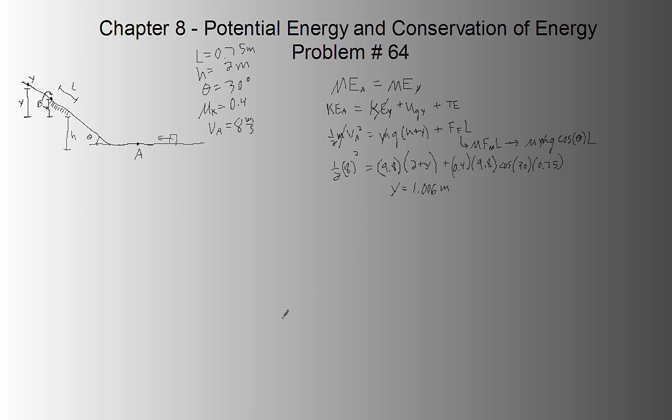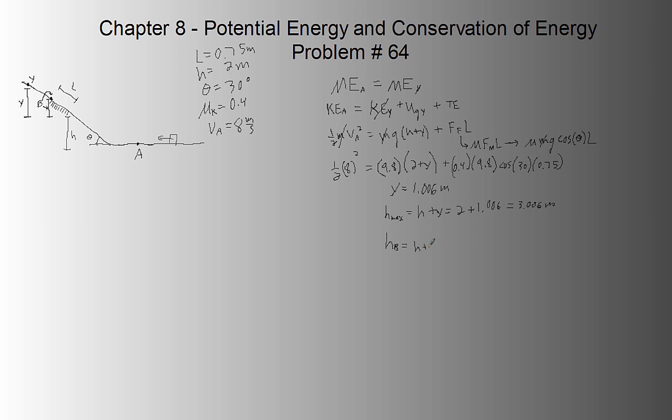So what's H max? That's like the height. What's the height? So the H max before it stops is H plus Y, which is 2 plus 1.006, 3.006 meters. Does it make it to B? Well, what's the height at B?